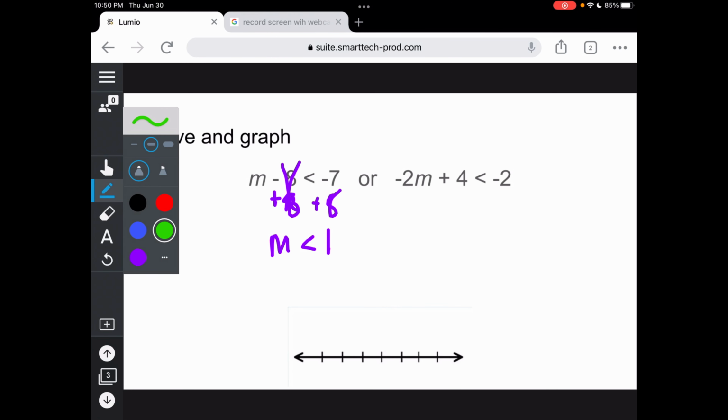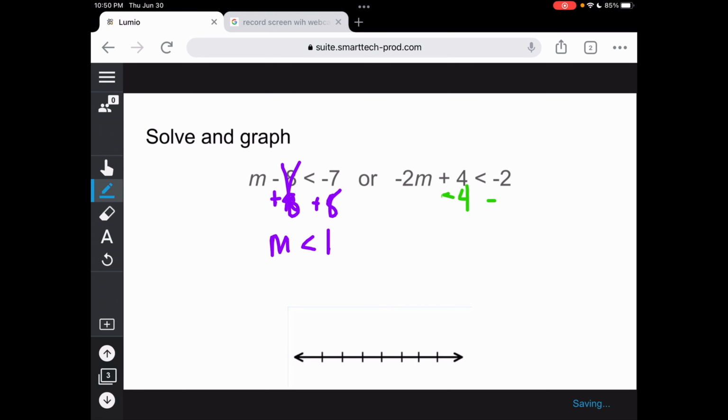The other guy is, m's not all by itself. I have a negative 2, I have a positive 4. Subtract 4 first. Minus 4, cross you out. That becomes negative 2m is less than negative 6. Right, I'm going to divide both sides by negative 2, divide by negative 2, and oh my goodness, I divided by a negative. Oh, I wish you could see my face. If I divide by a negative, you flip the sign. So negative 6 divided by negative 2 is positive 3. Bada bing.